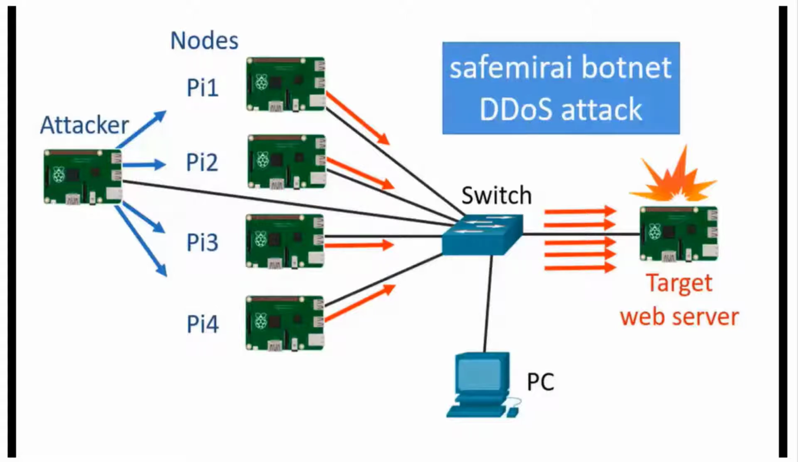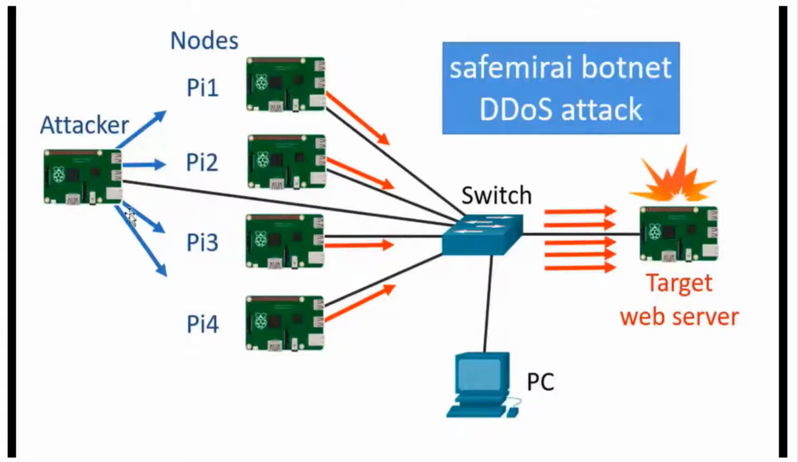Now, how it's going to work is I'm at my PC and I'm connected to a switch, and I have Raspberry Pis also connected to the switch. We're going to use a Raspberry Pi for the target web server, as well as 4 Raspberry Pi nodes that will make up the botnet. This botnet will be controlled by the attacking device, which is also a Raspberry Pi.